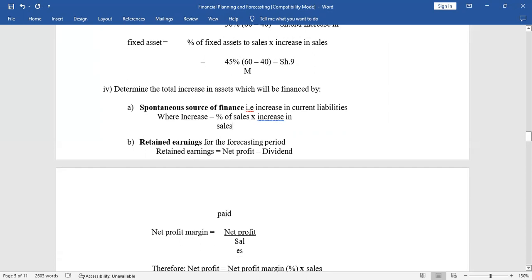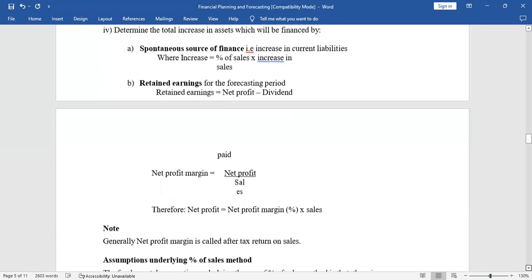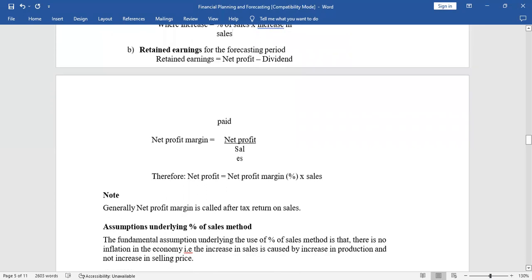We look at the percentage of sales, we multiply by the increase in the sales. And then the retained earnings are obtained by net profit minus dividends, or what we call the net profit margin. Net profit margin is net profit over sales, right? What you need to know is that we can now express our net profit in the form of net profit margin and sales. So net profit will be net profit margin multiplied by sales. Now we call these the after-tax returns. So the net profit margin is known as the after-tax return.